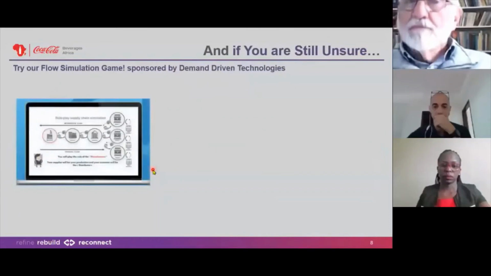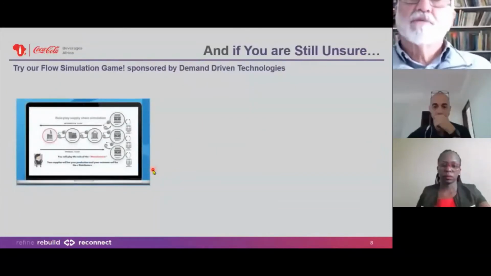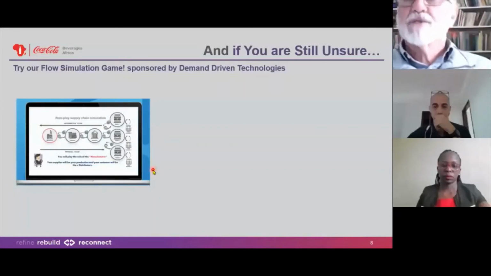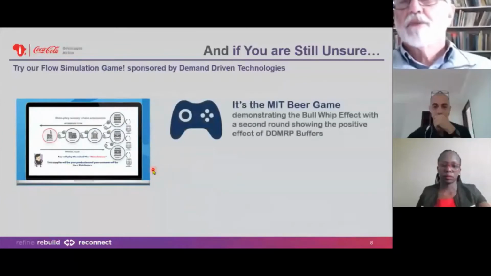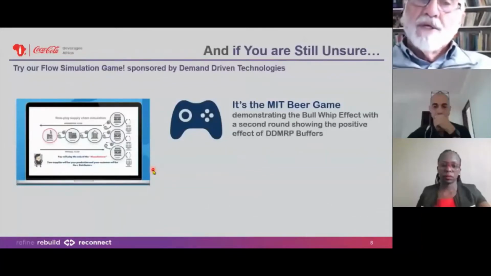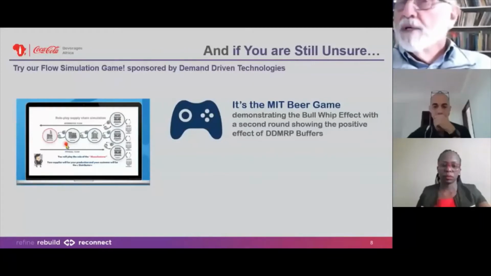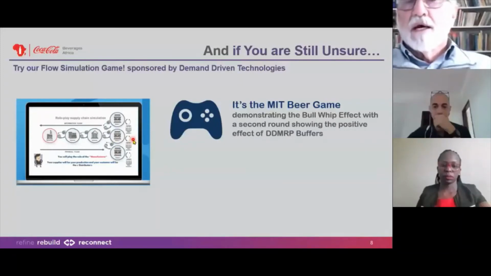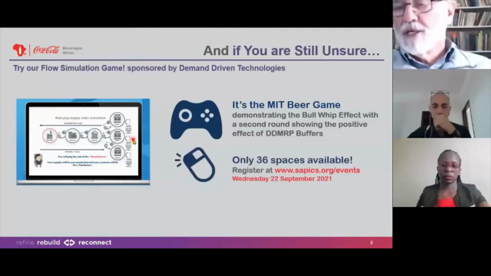If you're still not sure, we do have a flow simulation game, and this is going to be happening in about a month's time, and it's sponsored by Demand-Driven Technologies. Many of you may have played the MIT beer game, which demonstrates the bullwhip effect. So what we do is, in the first round, we demonstrate this bullwhip effect, and in the second round, we then put buffers between these entities, and we can see how it mitigates the bullwhip effect in the supply chain and how it could benefit your particular supply chain.